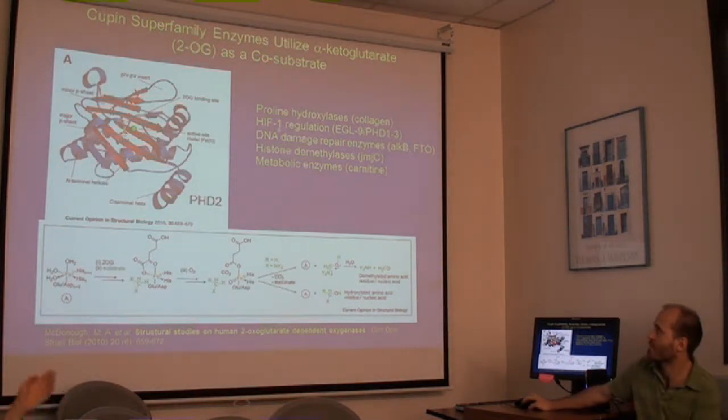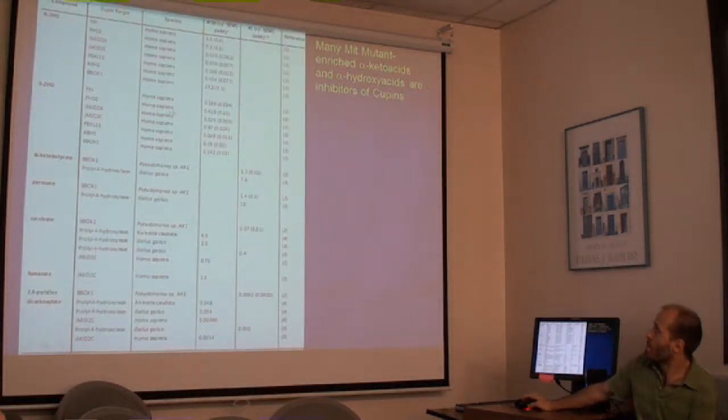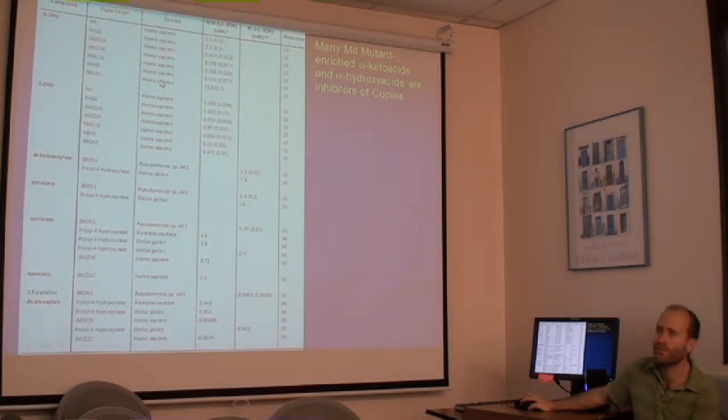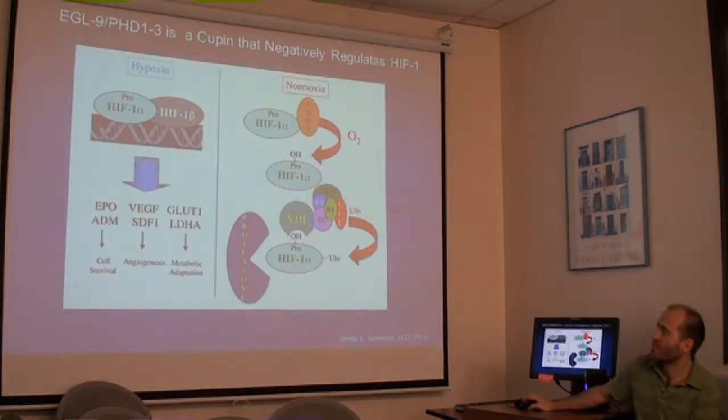Okay, the prime substrate in the case of HIF, in the case of EGL9, is the backbone of HIF. So many of these alpha-keto acids, as I was saying, are already known to be bona fide inhibitors of Cupin. So this is great. So the obvious question is... let me back up before the obvious question comes up.